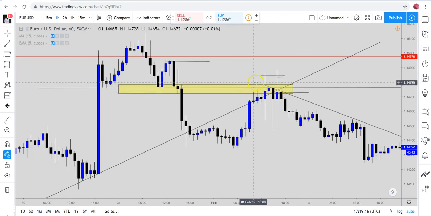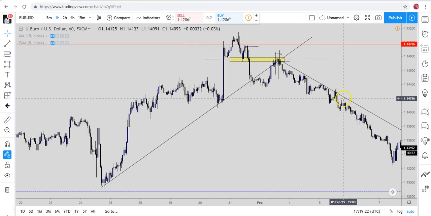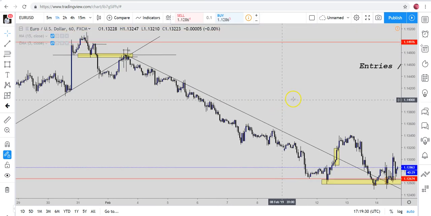Voila, you could have had entries all up in there. I actually had entries there and entries there. So that's pretty much how I enter in the market. It's pretty simple. Especially if you're intraday trading, using a 1 hour, you can really benefit from doing this type of stuff.